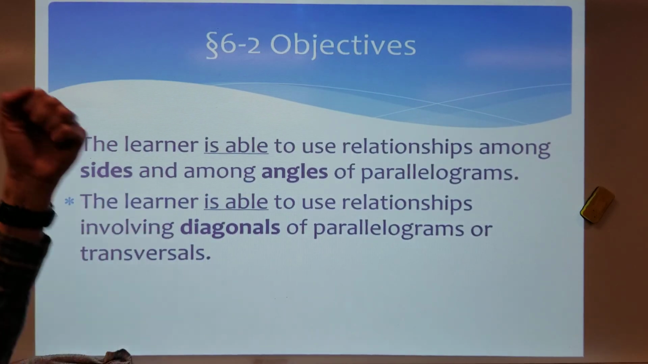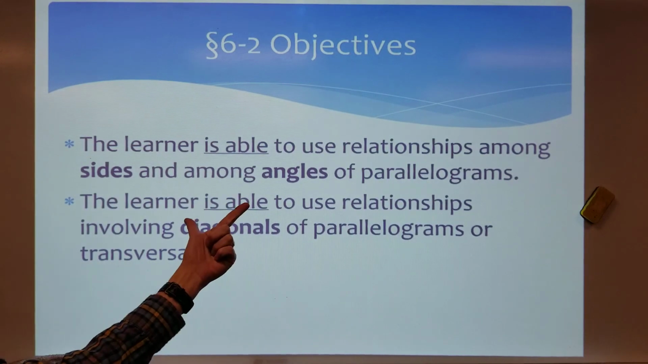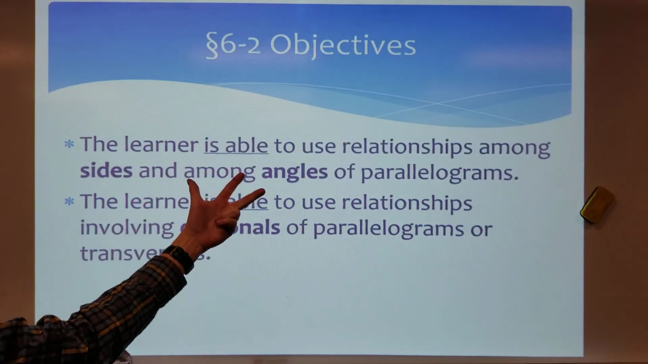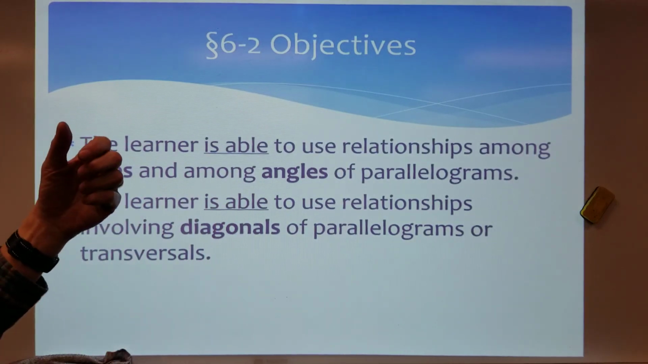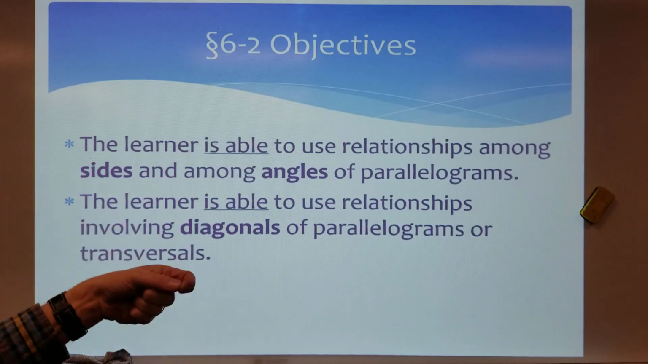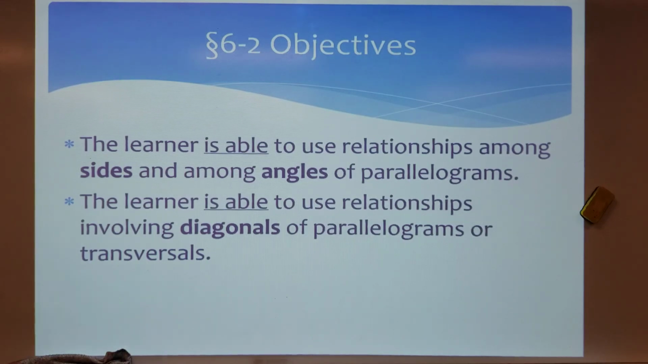So in summary, the opposite sides in a parallelogram are congruent. The opposite angles in a parallelogram are congruent. The diagonals in a parallelogram bisect each other. And if a set of parallel lines is cutting off equal segments in a transversal, then it cuts off equal segments of every transversal between those parallel lines.